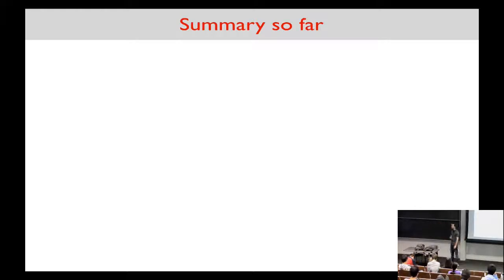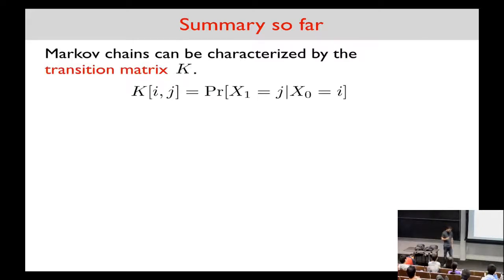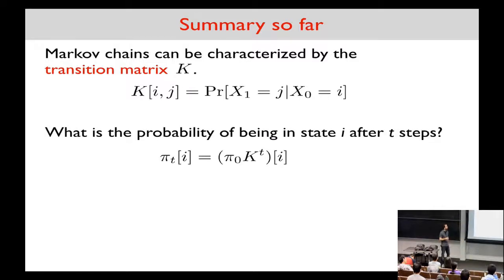Okay, so the summary so far is as follows. What did we say? Markov chains can be completely characterized by the transition matrix. Let's call it K. So the entry Kij, the ijth entry in this matrix, is the probability that x1 is equal to j given x0 is equal to i.